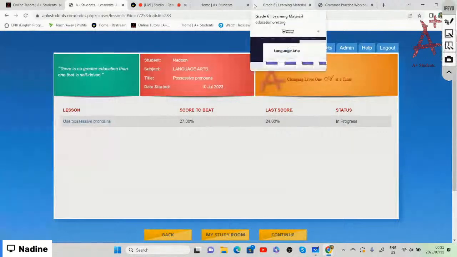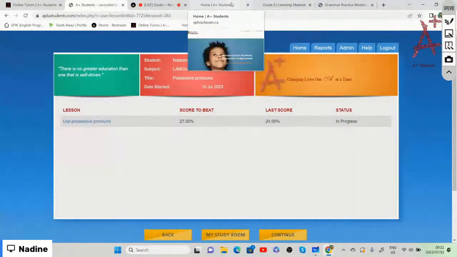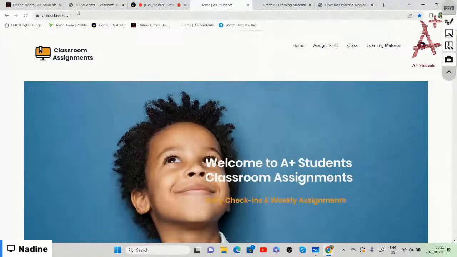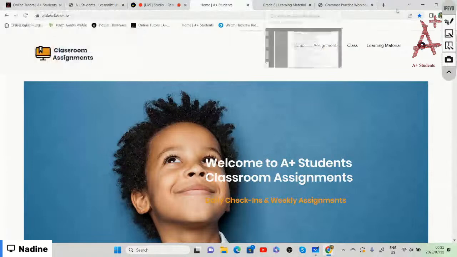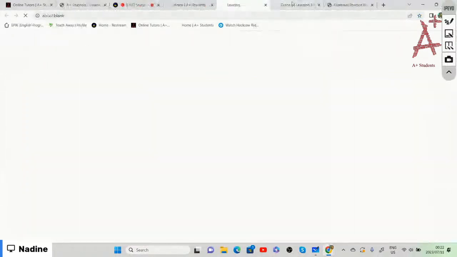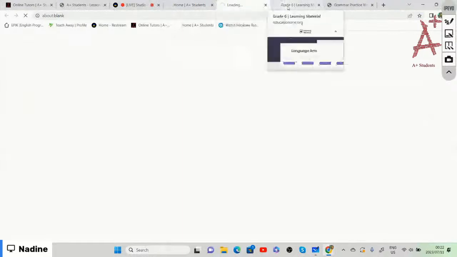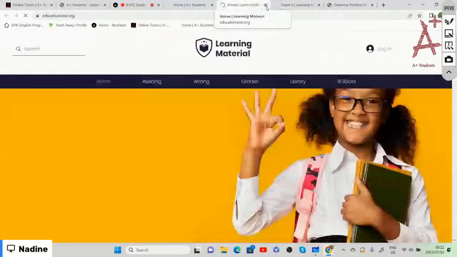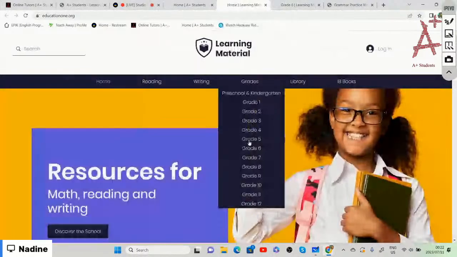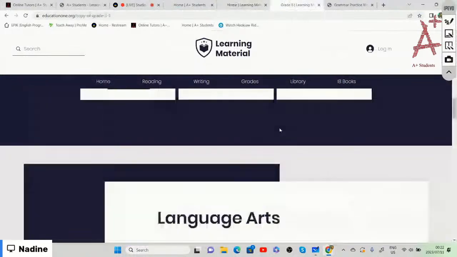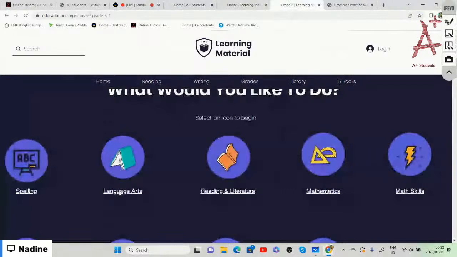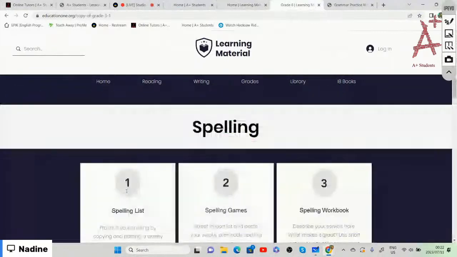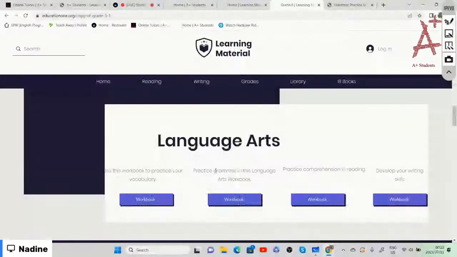So you're going to go on your browser to aplusclasses.ca. Once you've opened aplusclasses.ca, you're going to learning materials. Go to grade, scroll down to grade 6. Once you've clicked on grade 6, go to language arts, and then scroll down until you get to these 4 workbooks under the heading language arts.